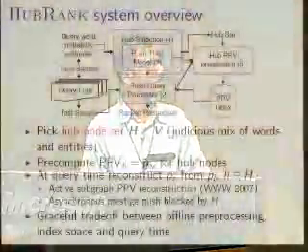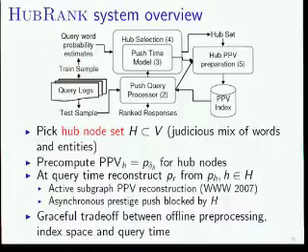So the contribution of the HubRank project is to cleverly select a hub subset. There's a set called H, which is a subset of nodes in the graph, which includes word nodes as well as entity nodes. And that's driven by the query logs in a very strong way. So we pick nodes which block PageRank expansions from the query points, from the teleport points. And I don't really have time to explain the algorithms in detail. And then you compute the PPVs for only the hub nodes.